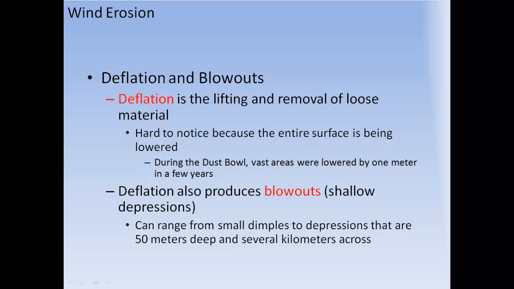Deflation and blowouts. Deflation is the lifting and removal of loose material. It's hard to notice because the entire surface is being lowered. During the Dust Bowl, vast areas were lowered by 1 meter in just a few years. Deflation also produces blowouts, shallow depressions. These can range from small dimples to depressions that are 50 meters deep and several kilometers across.